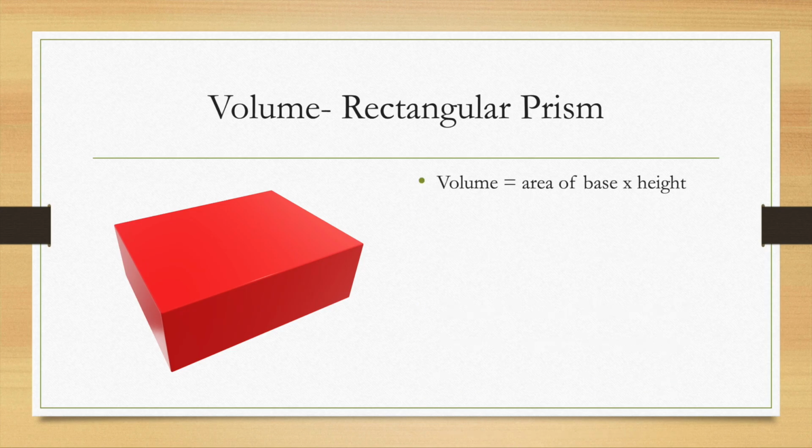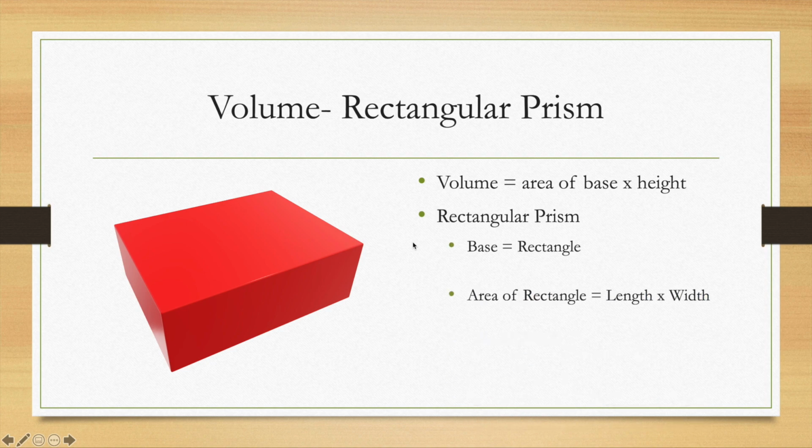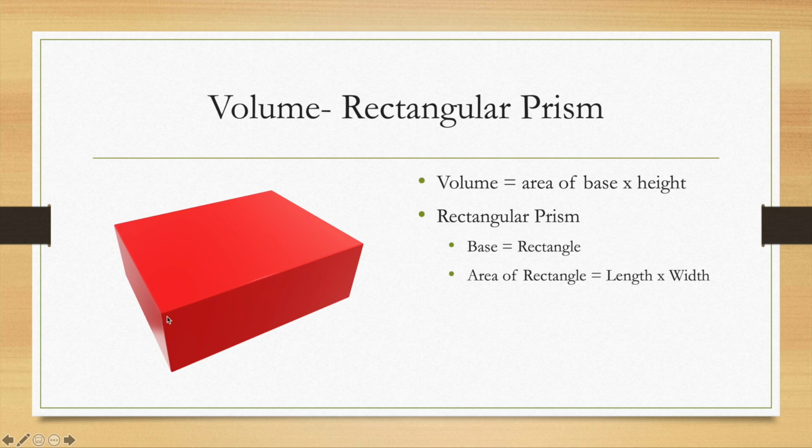So at its core, finding the volume of any prism is as easy as finding the area of the base, so the 2D area of the base. In this case with a rectangular prism it's the same as the top, times its height. So for a rectangular prism, the base is a rectangle. The area of a rectangle is length times width.